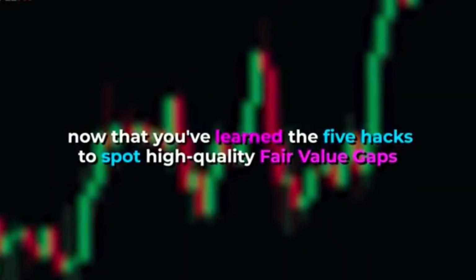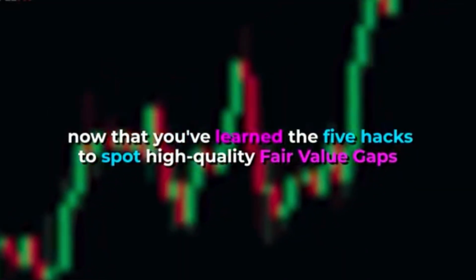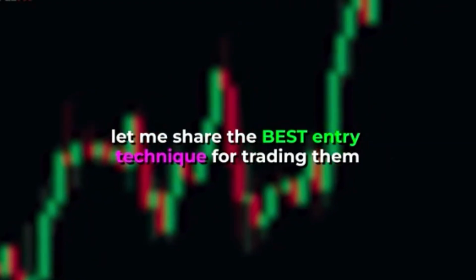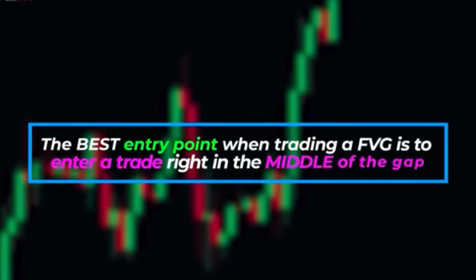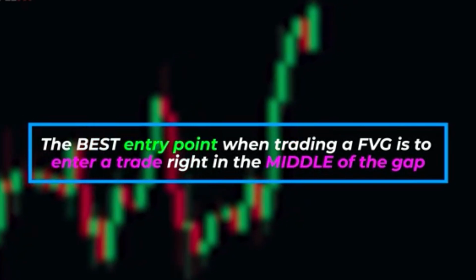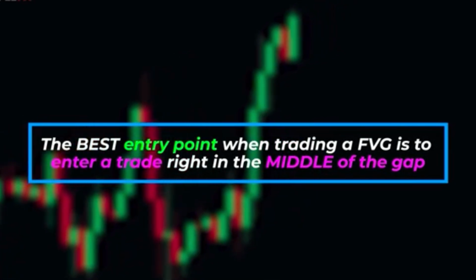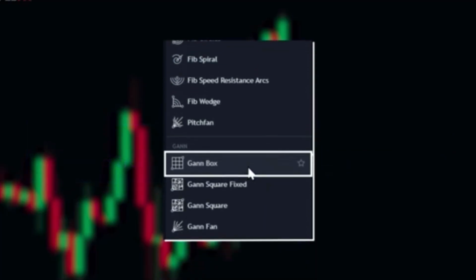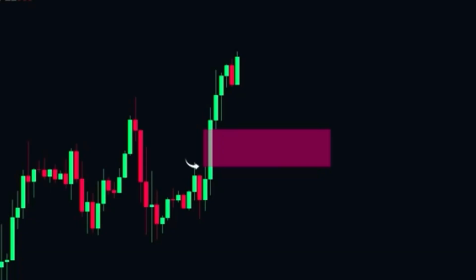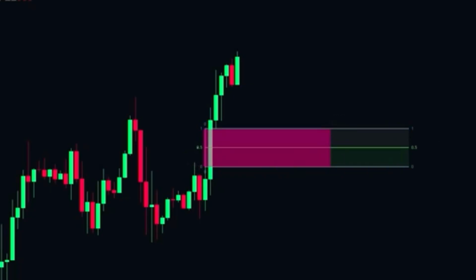So now that you've learned the 5 hacks to spot high-quality fair value gaps, let me share the best entry technique for trading them once you've identified one. The best entry point when trading a fair value gap is to enter a trade right in the middle of the gap. To do that, we use the same Gann Fan tool from earlier, drag it from the low of the fair value gap to the high of the fair value gap. And so, this middle point will be our entry.